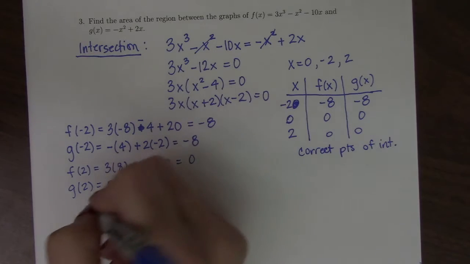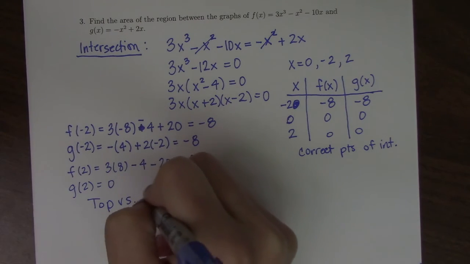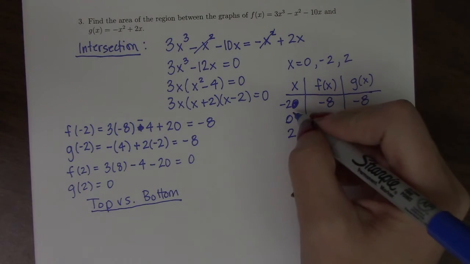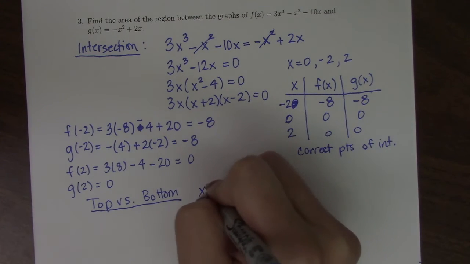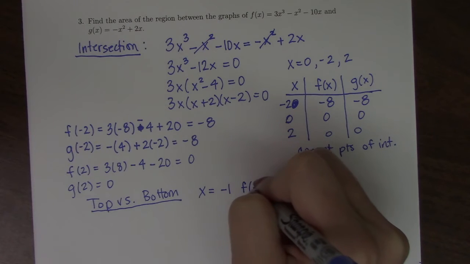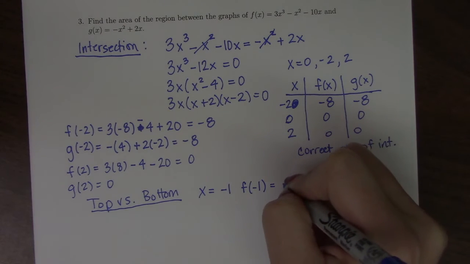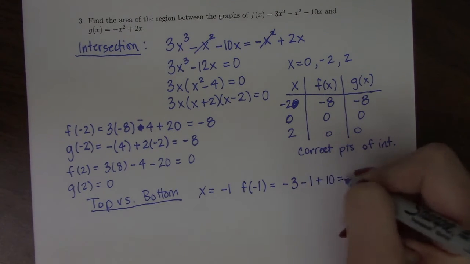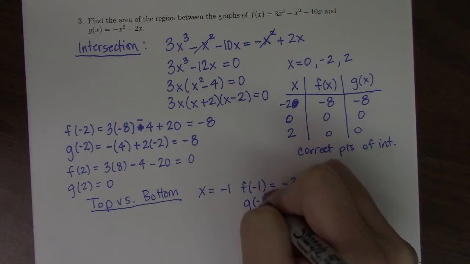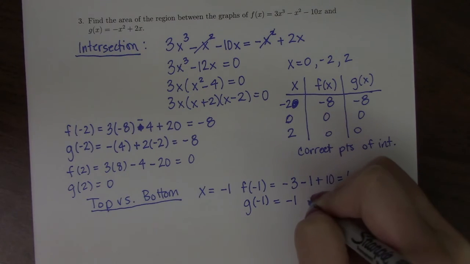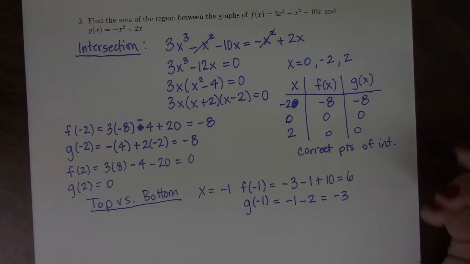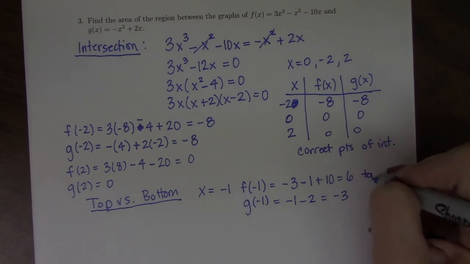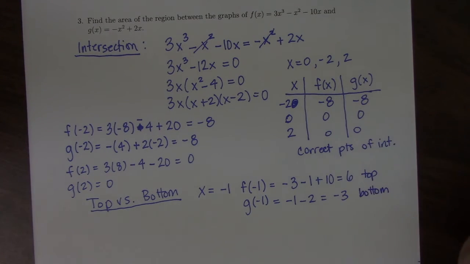Now we want to see which is top versus bottom. So what I need to do now is pick values in between these and test them. If x equals negative 1, f of negative 1 is negative 3 minus 1 plus 10. So I get negative 4 plus 10, which is 6. g of negative 1 is negative 1 minus 2, or negative 3. So f of negative 1 is bigger than g of negative 1, so this is the top function. This is the bottom function.